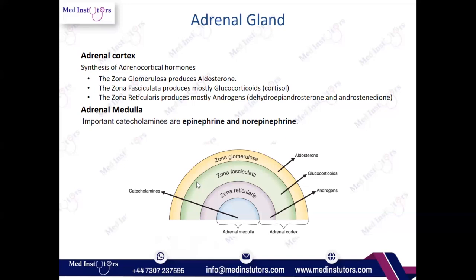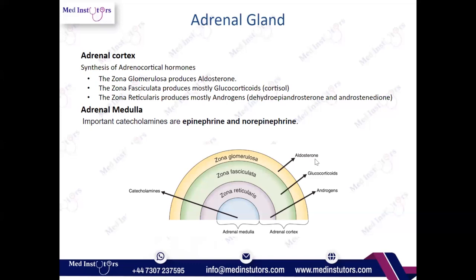So let's talk about the outermost layer of the adrenal cortex, the zona glomerulosa. As its name indicates, glomerulosa means it has something related to glomerulus. And where is glomerulus located? It is a part of the nephron, or you can say kidney. So it secretes a hormone which affects the kidneys. And what is the name of that hormone?